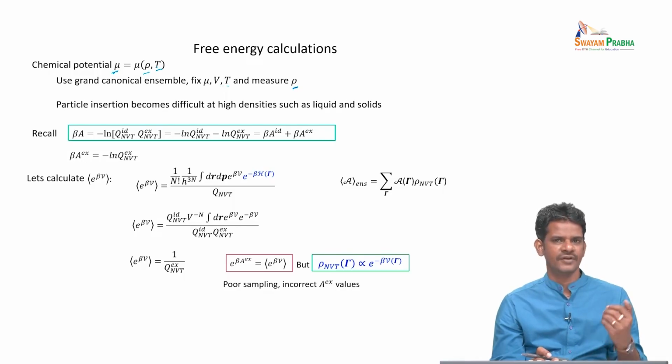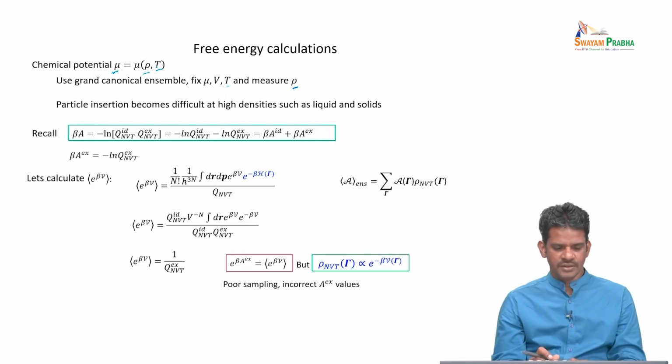Whereas, on the other hand, if you are looking at dilute gases, then the grand canonical ensemble is the simplest approach to calculate chemical potential. So, now let us see some other means of doing this free energy calculation.